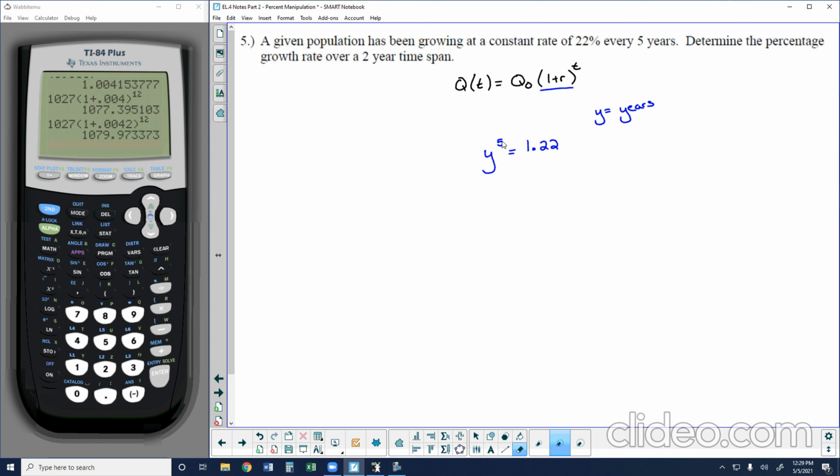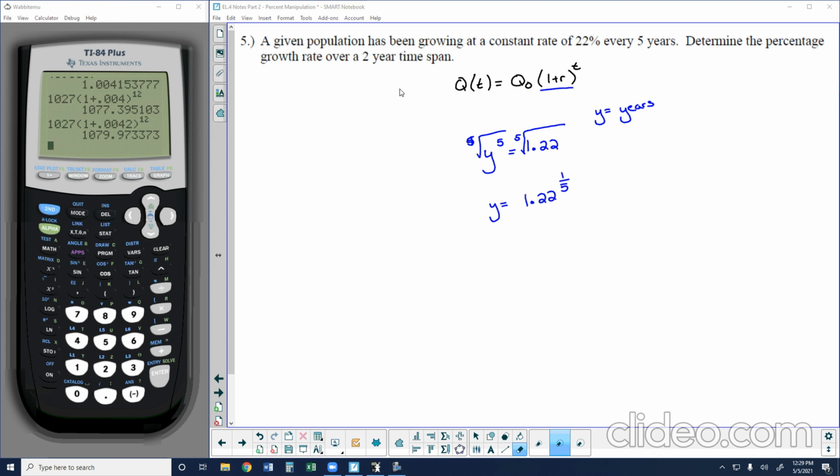And so y to the 5th would be 1.22. If I want the yearly growth rate, I need to get y by itself, or take the 5th root of both sides. And so the yearly growth rate would be the 5th root of 1.22, which we know is 1.22 to the 1/5 power.